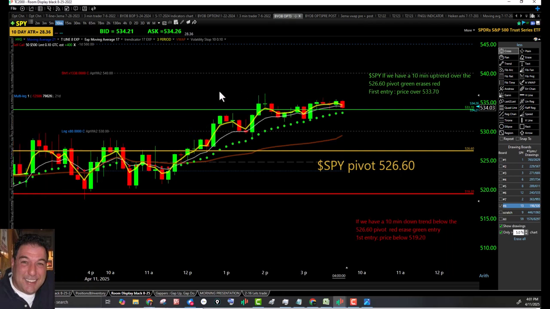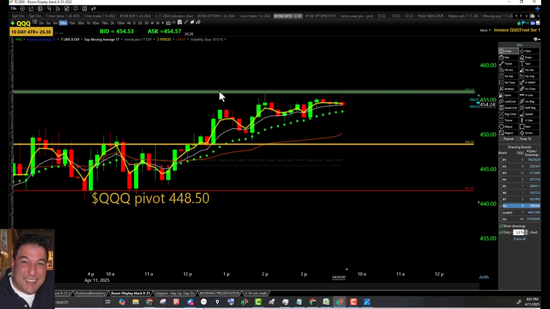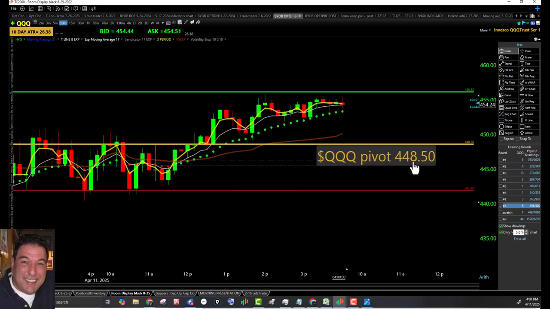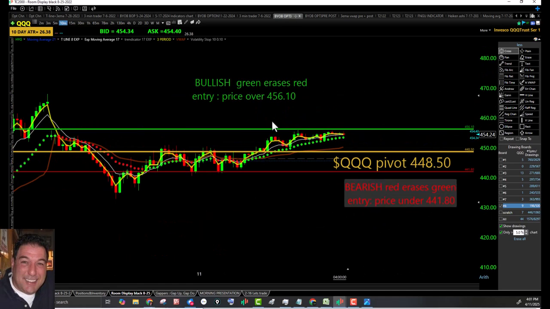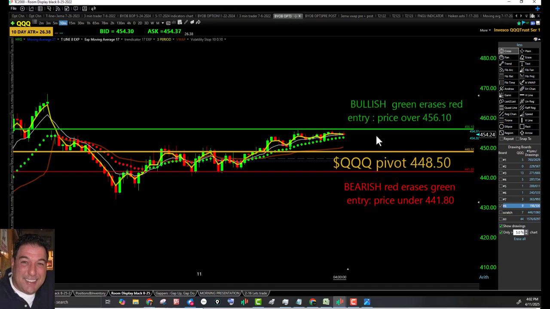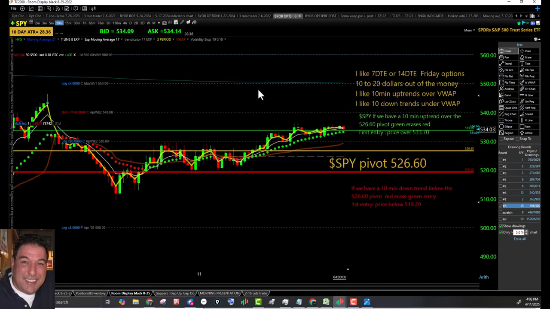All right, let's take a look at QQQ. QQQ, same deal, same options, all right? QQQ for 48.50 is my pivot. Above it, I'm a bull. Below it, I'm a bear. Same with SPY. Above my pivot, I'm a bull. Below it, I'm a bear. If you want to go back and look at SPY pivot, you can see right here, above the pivot, I'm a bull. Below the pivot, I'm a bear.